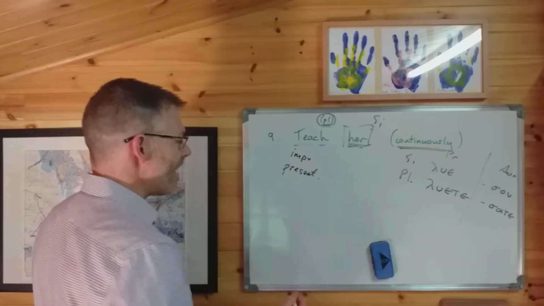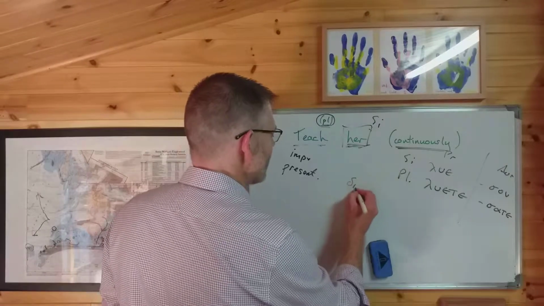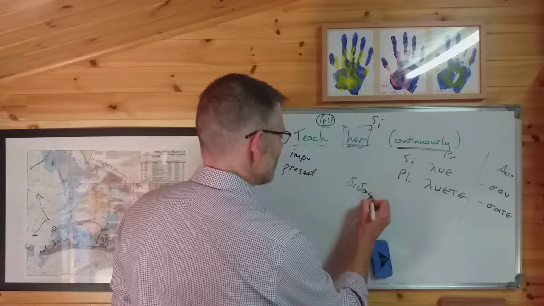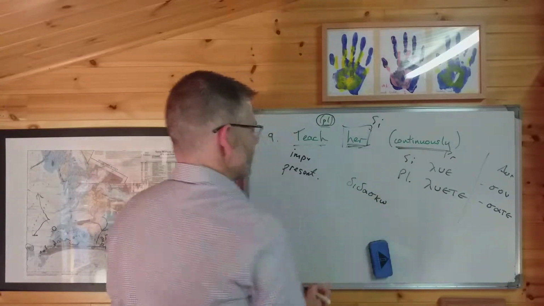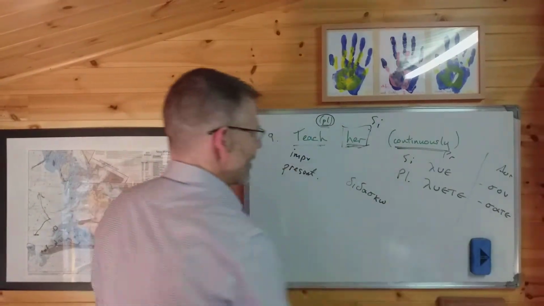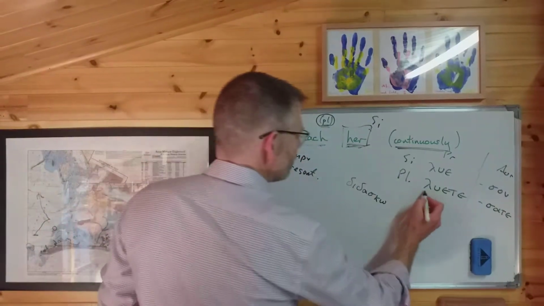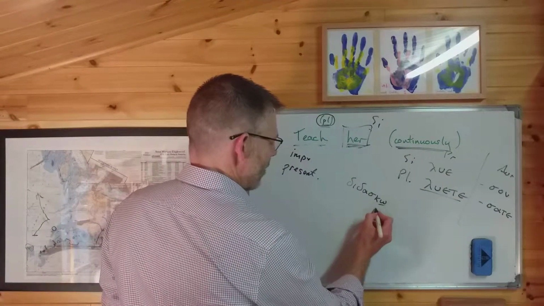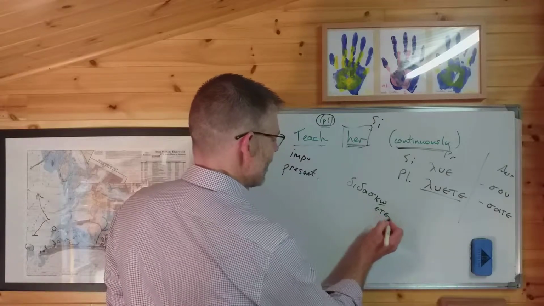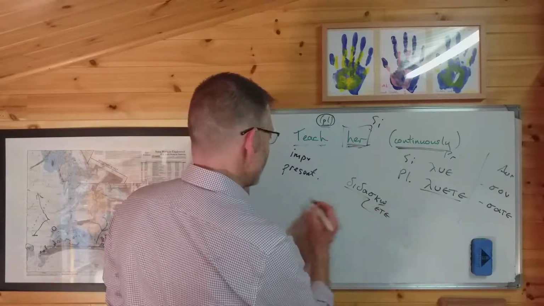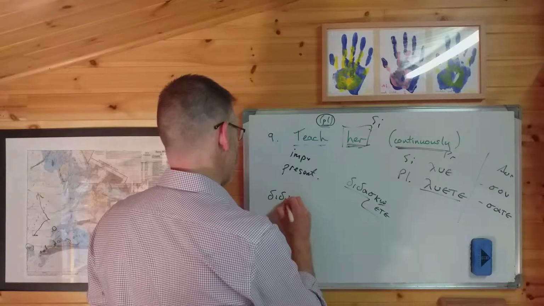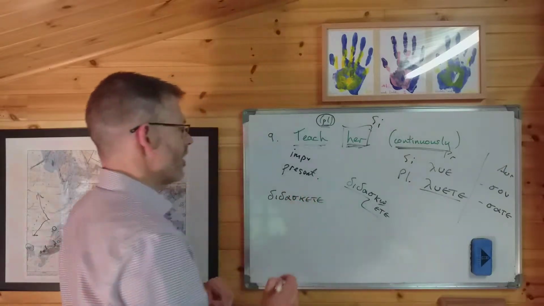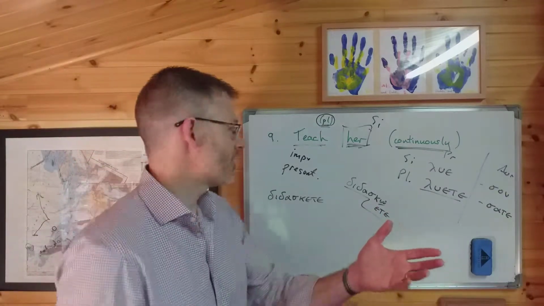Okay, so we want teach. Well, the verb I teach is didasco. So didasco. How do we make that into a plural imperative? We want to get rid of the O and replace it with ete. So didaskete. Didaskete means teach. You're telling a plural number of people to do this teaching.